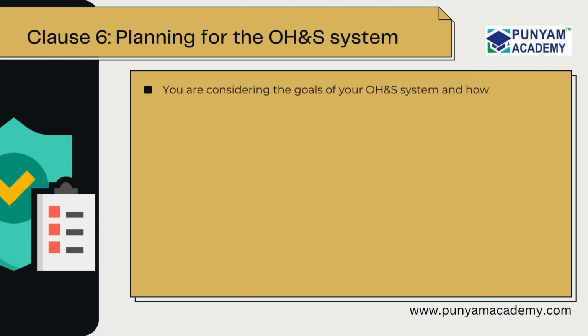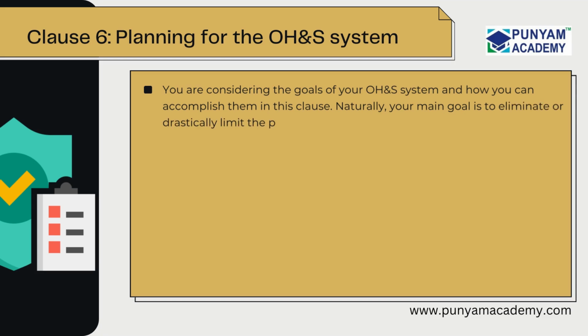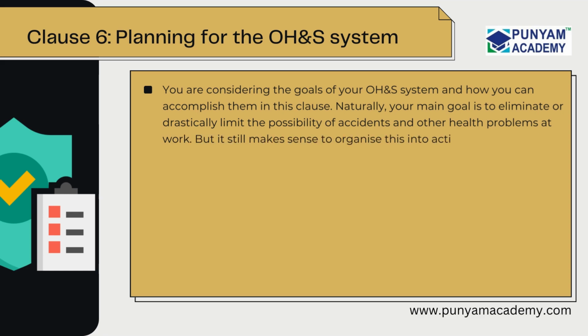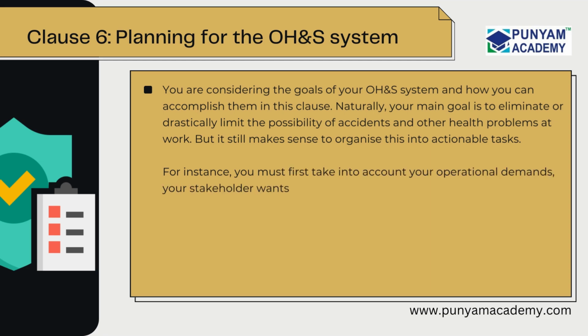Clause 6. Planning for the OH&S system. You are considering the goals of your OH&S system and how you can accomplish them in this clause. Naturally, your main goal is to eliminate or drastically limit the possibility of accidents and other health problems at work. But it still makes sense to organize this into actionable tasks. For instance, you must first take into account your operational demands, your stakeholder wants and expectations, and your legal obligations.